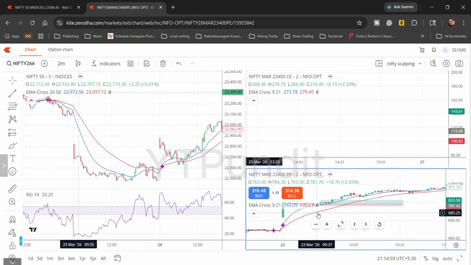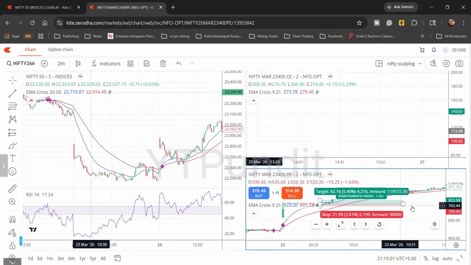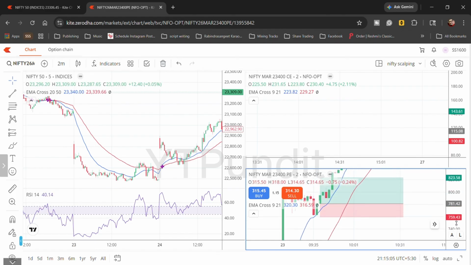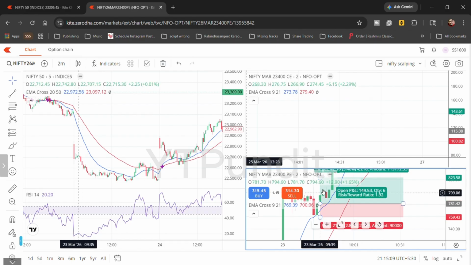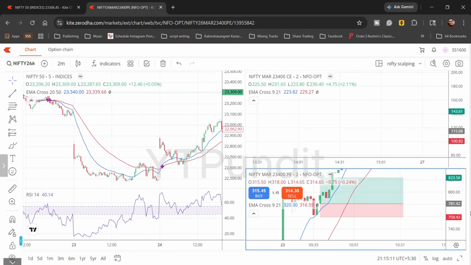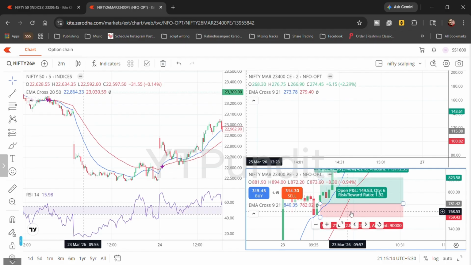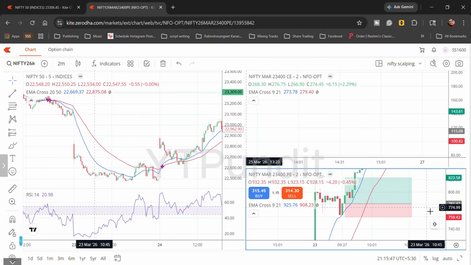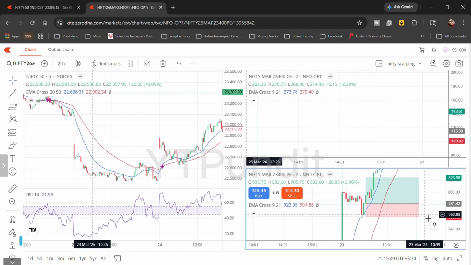See here, we took the trade at 781 and we got 843. That's 40 points. 40 points means about 3,000 rupees. But it may not happen always like that. We saw it in the C that it didn't happen that way. It took some time.